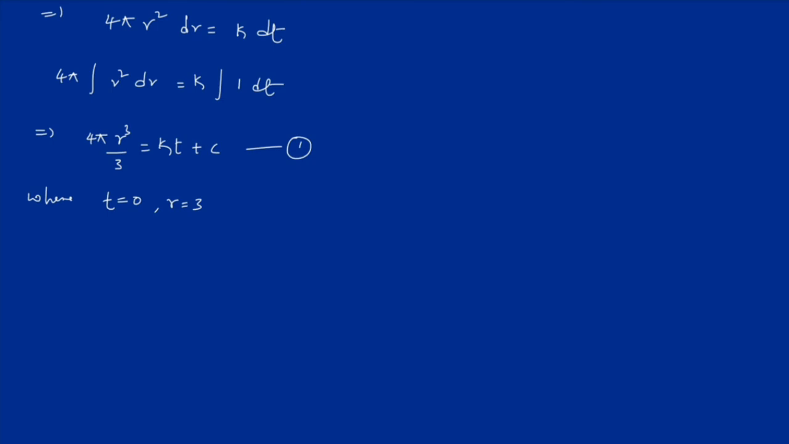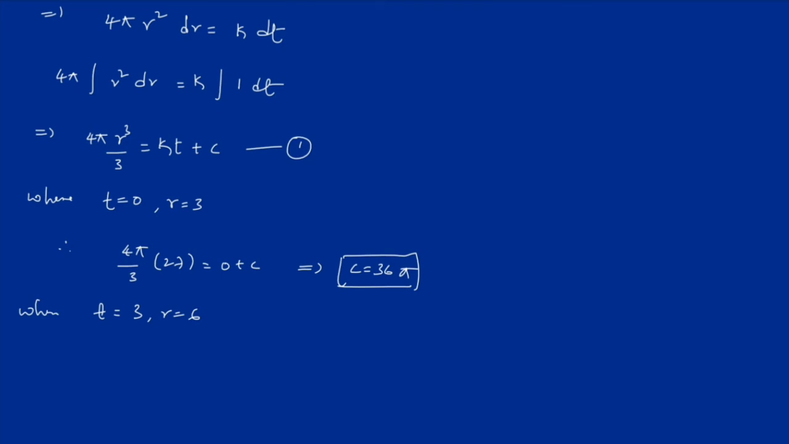In equation 1, when t equals 0, r is 3. It is 4 pi by 3 into 27, 3 cube is 27, which equals 0 plus c. Which implies c equals 36 pi when t equals 0, r equals 3. And again, the next condition, when t equals 3, r equals 6.